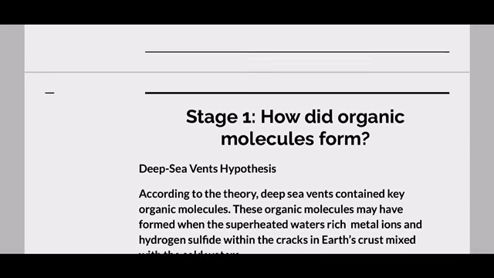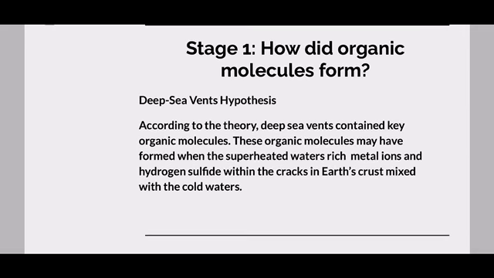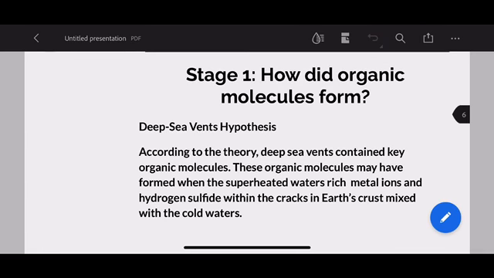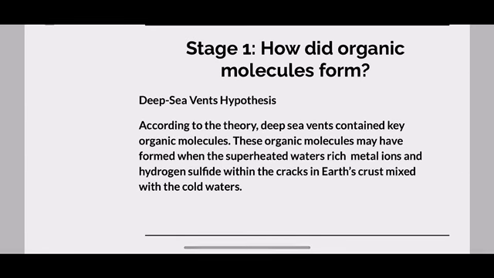The next one is deep sea vents hypothesis. According to the theory, deep sea vents contain key organic molecules. These organic molecules have formed when the superheated rich waters, with metal ions and hydrogen sulfide within the cracks of Earth's crust mixed with cold waters. It's said that the molecules formed somewhere between the extreme heat of the vents and the sudden cold waters.